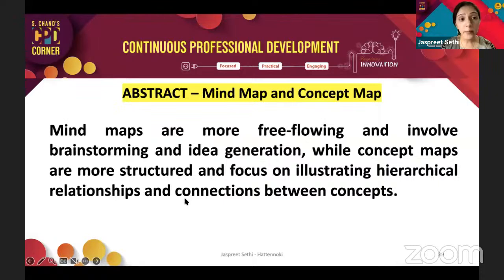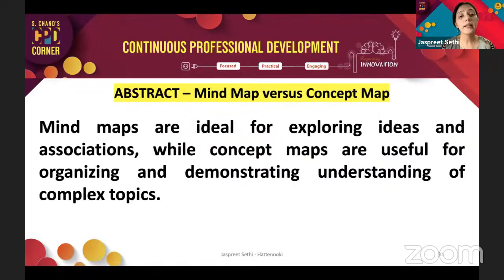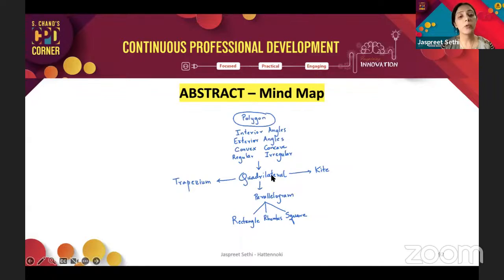Mind maps and concept maps are all abstract ideas. Mind maps would look something like the following. I'm teaching quadrilaterals and I'm trying to break down and brainstorm ideas on what is going to go in the chapter. A concept map will be a little more detailed, where I write down the properties of each of these.